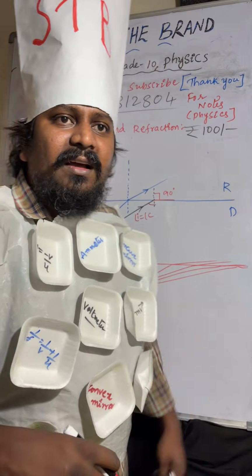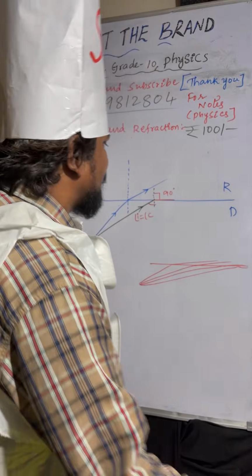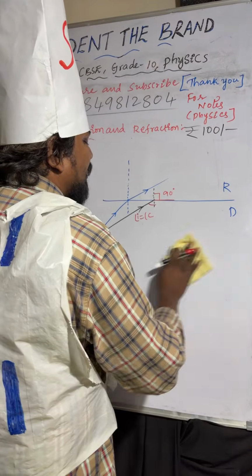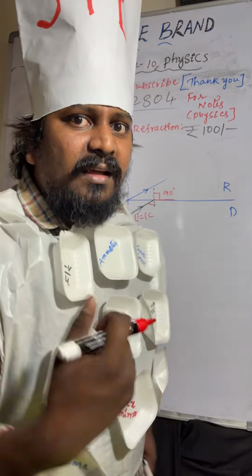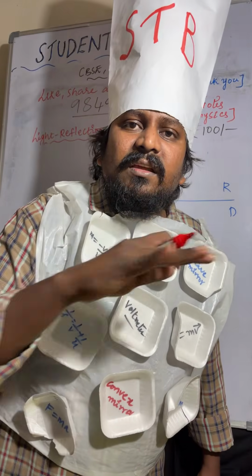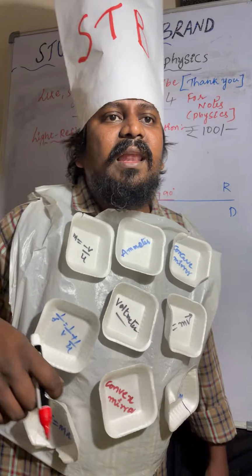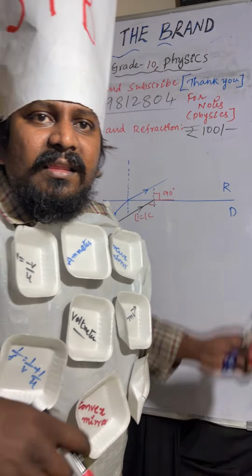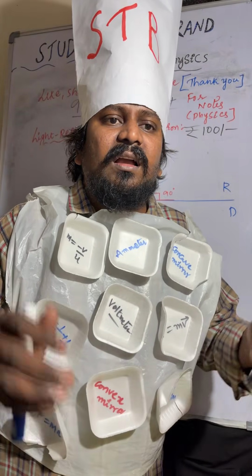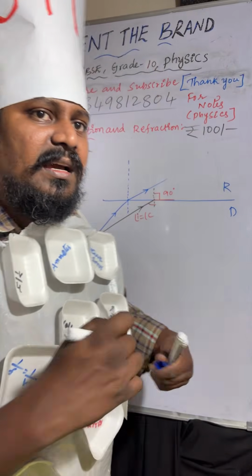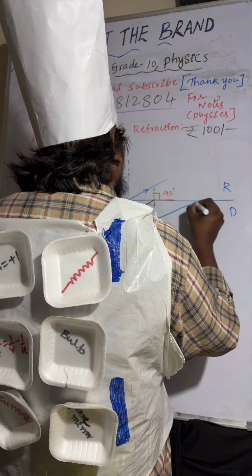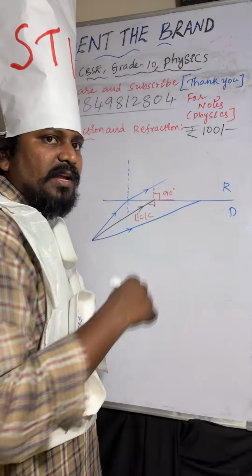At a certain angle of incidence, the refracted ray passes or moves along the surface, or the refracted ray makes 90 degrees with the normal line. That angle is called the critical angle.